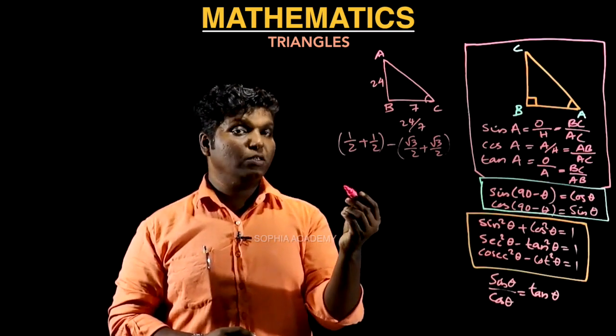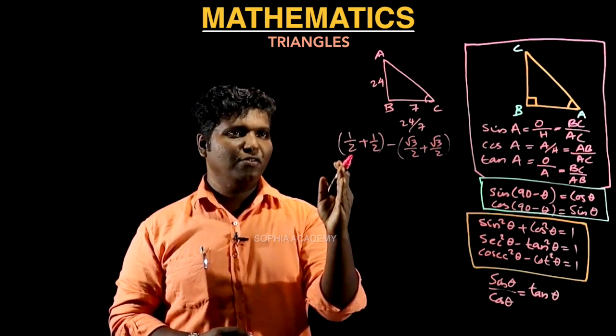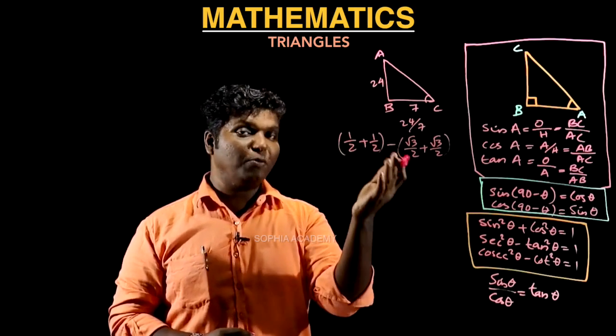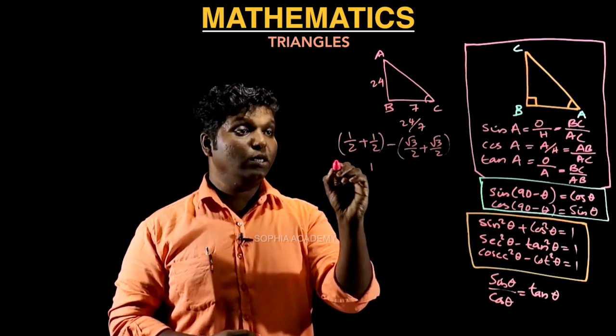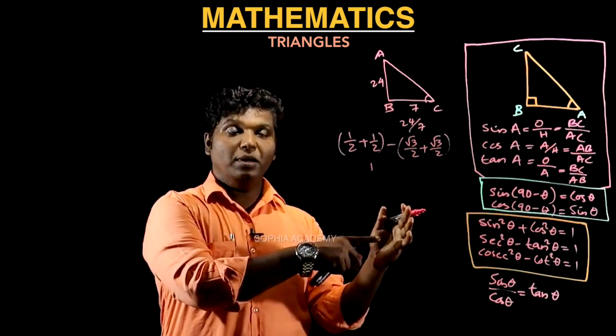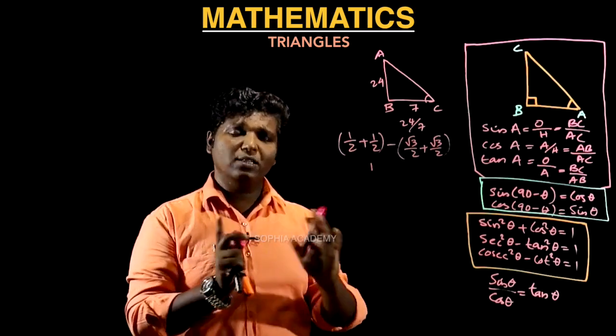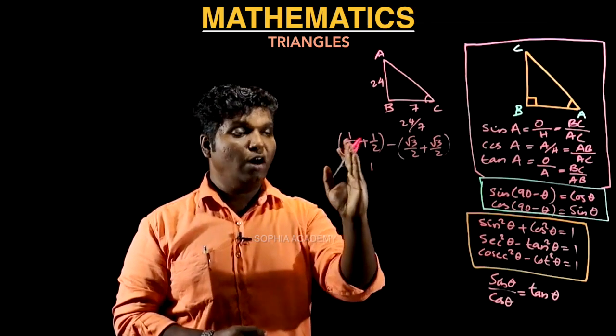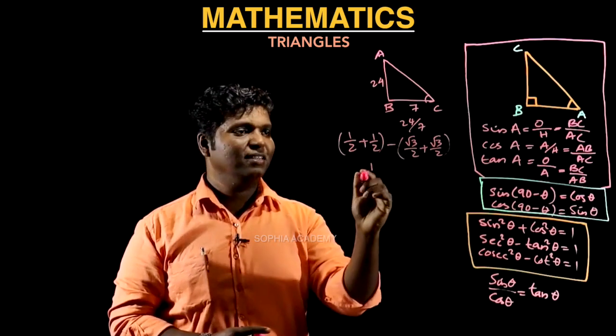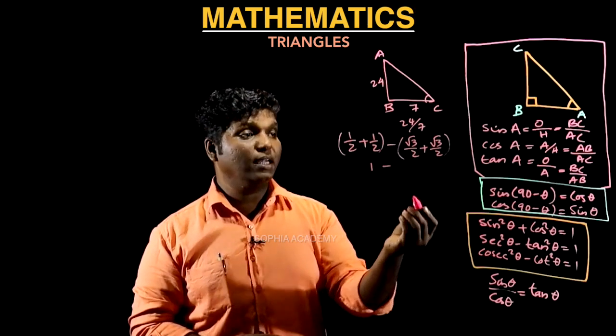Now 1 by 2 plus 1 by 2, 1 by 2 is half, 1 by 2 is another half, half plus half is 1 itself. There is no need to write taking the denominators and then common denominator is 2, then multiplying by that 1 plus 1 is 2, then 2 by 2 is 1. There is no need. 1 by 2 means it's half. So half plus half is full 1. That's it. Minus. Here you can take like that.